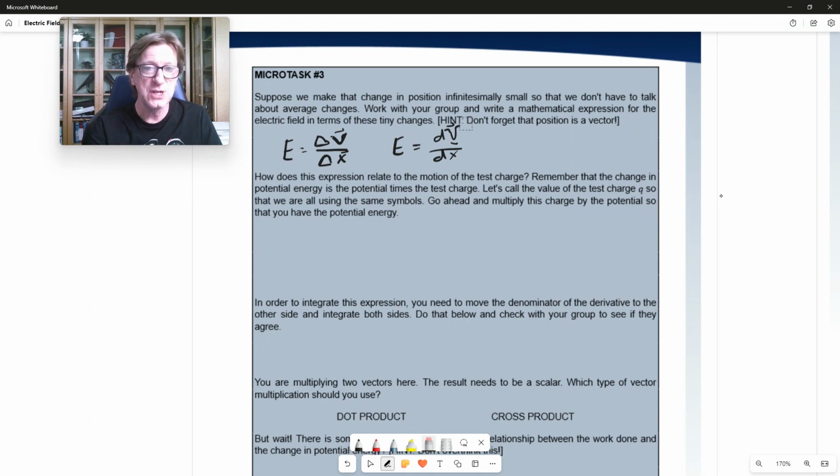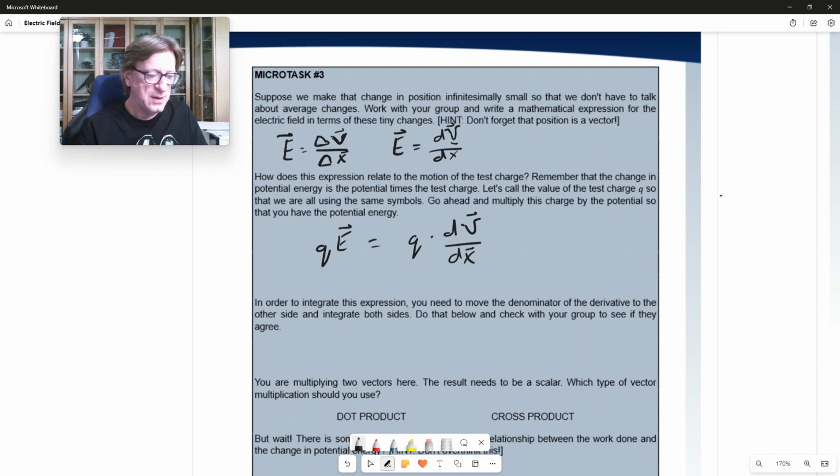So the total change after I do all of these: we're going to multiply both sides, and I get Q times E. This is actually a vector. We're going to have to talk about what that does in just a minute. Let's go ahead and make those vectors as well. And that's going to equal Q times dV/dx, where these are vectors as well.